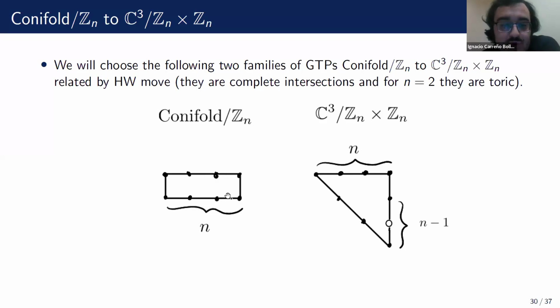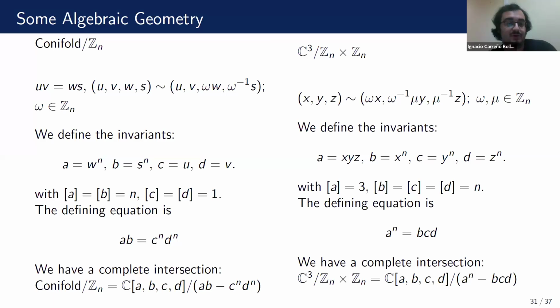Now, these two GTPs are related by Hanany-Witten move. This is the example we've shown earlier, that is rank 0. And we choose them because they are complete intersections, so they make your life much easier when doing computations. And also, when n equals 2, they reduce to toric diagrams. So we can build the BPS quiver explicitly. We have yet to know how to compute the BPS quiver for general GTPs. So before continuing, can I ask a question about this?